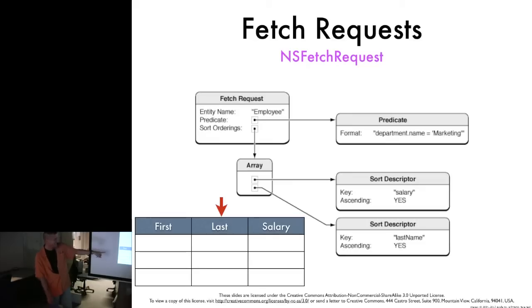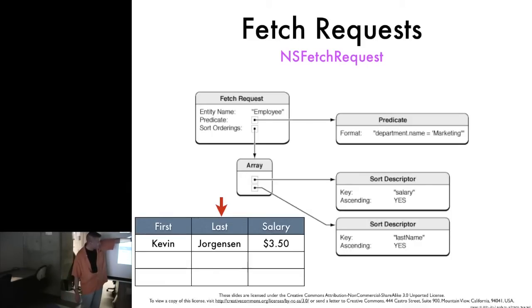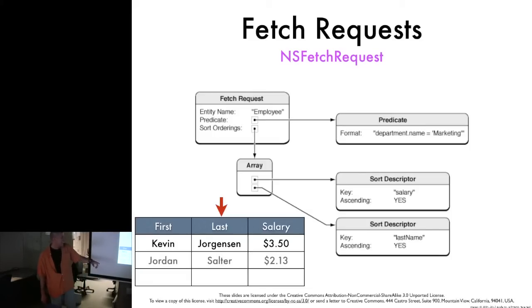So in this case, I just kind of highlighted the salary as the initial, the only sort descriptor here. I'll update this to show that it is sorting by salary and then also sorting by last name. So in this case, it's going to give us back, let's say we're just sorting by last name here, I believe. Yes. So Kevin's making $3.50, and Jordan, who hasn't been here quite as long, is making $2.13, and I'm making $1 billion.